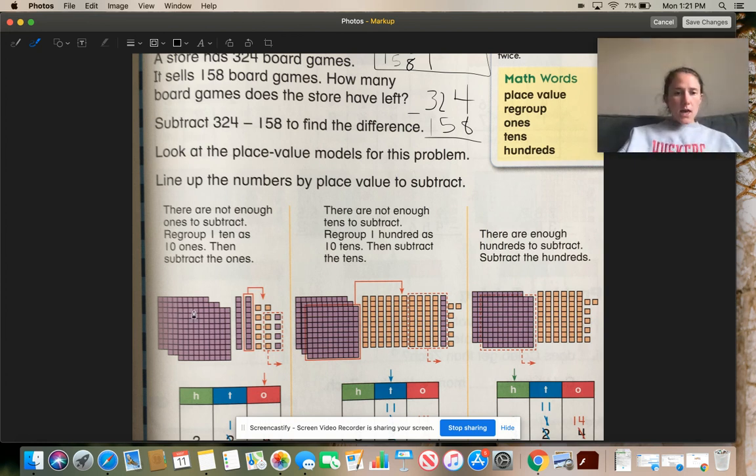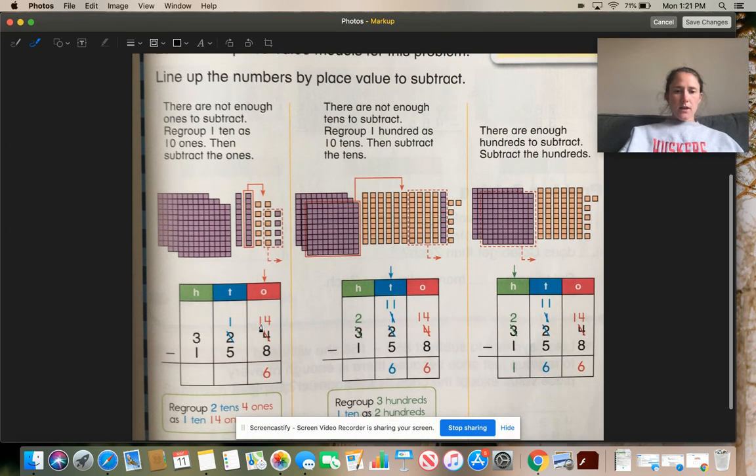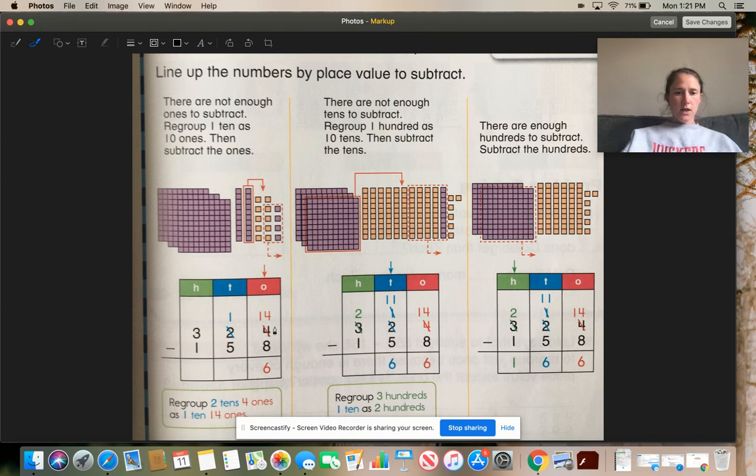So you want to line up your numbers correctly. If you look, we have a 4. Now I like to circle that number. We take 4 and we subtract 8. Now we can't do that, so we have to go next door. My 2 becomes a 1, and my 4 becomes a 14. So now I subtract 14 minus 8 equals 6.